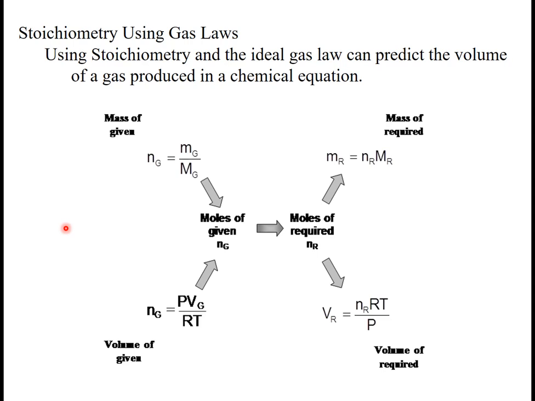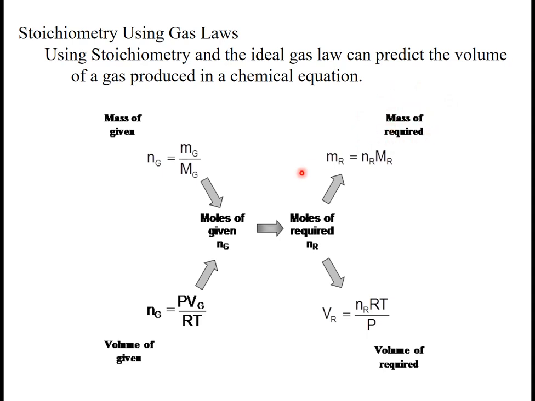In this video, we talk about stoichiometry using gas laws. Stoichiometry was first introduced in chapter 4, where we went from the mass of one compound to the mass of another compound. Basically, stoichiometry is just relating different amounts in a chemical reaction. In chapter 4, you were given a mass and wanted to know what the mass produced or the mass required was.